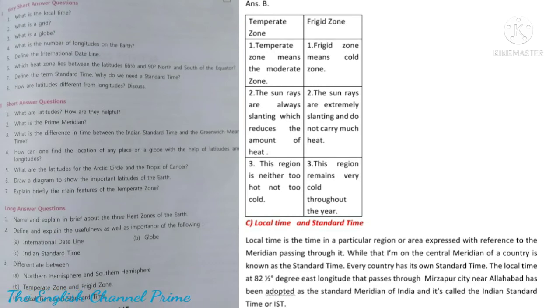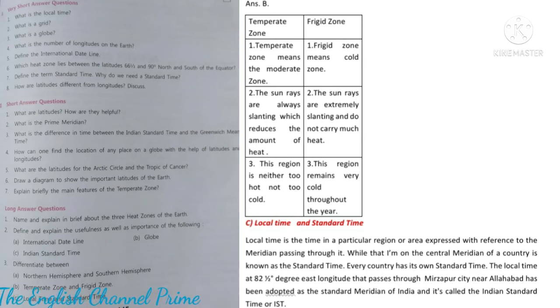In points of frigid zone, in the column you can write frigid zone means cold zone. Second point, the sun rays are extremely slanting and do not carry much heat. Third point, this region remains very cold throughout the year.